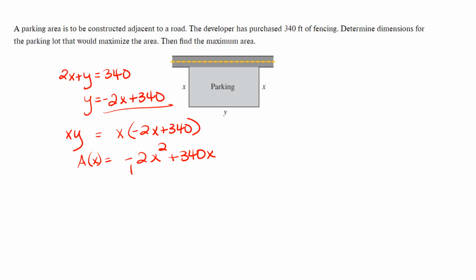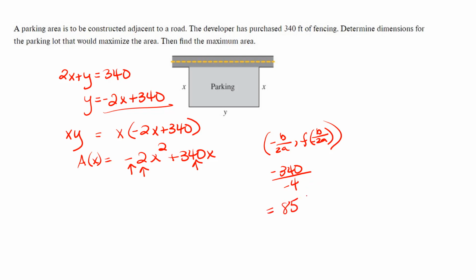Now, we want to maximize the function, which means we want to find the vertex of this parabola. You can see that the parabola does open down and therefore has a maximum. So to find the vertex, we can do negative b over 2a, and f of that. So we'll plug in, this is our a and this is our b in this function. So negative b is negative 340 over 2a, that's 2 times negative 2, which is negative 4. And this is equal to 85.